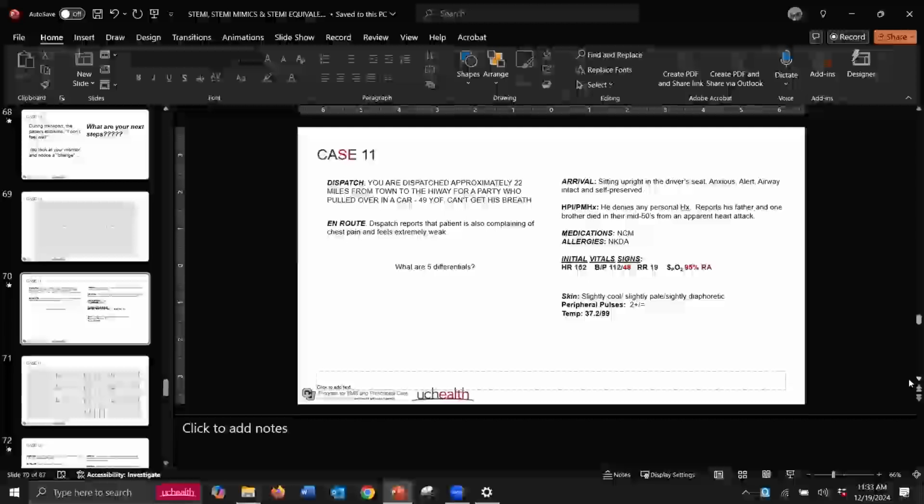Case 11. You're dispatched approximately 22 miles from town on the highway for a party who pulled over in their car. It's a 49-year-old female that can't get her breath. Dispatch reports that the patient's also complaining of chest pain and feels extremely weak.